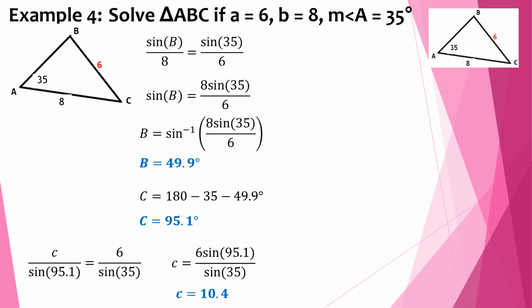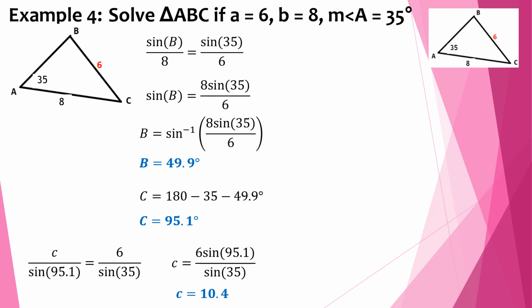So our side lengths, 6 for A, 8 for B, and 10.4 for C. And I want to make sure it's not exactly 10, because a 6, 8, 10 triangle is a 3, 4, 5 Pythagorean triple for right triangles. So I definitely want to show that it's a little bit more than 10 units long for that longest side.